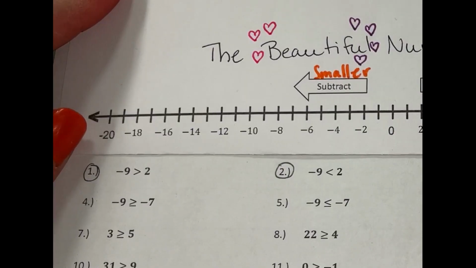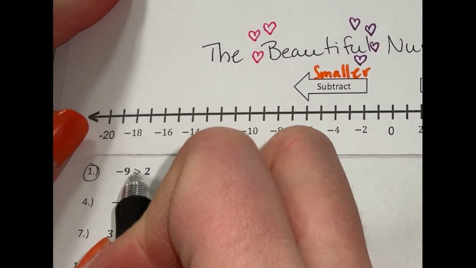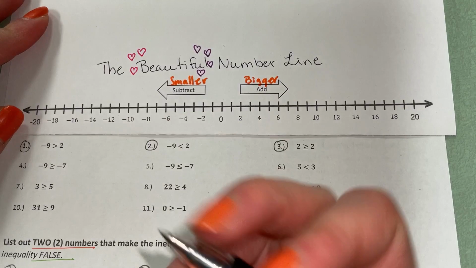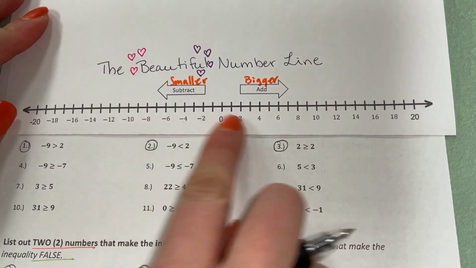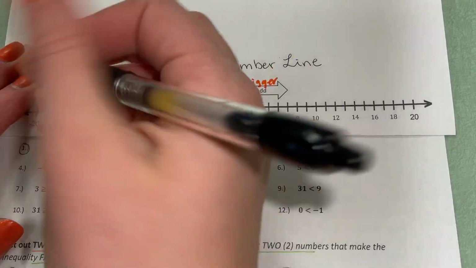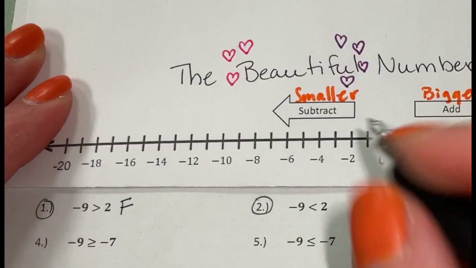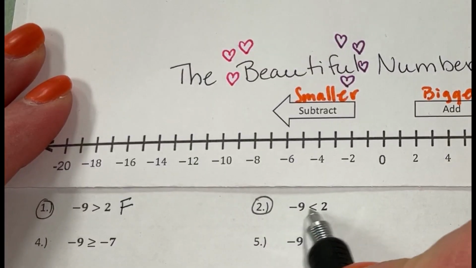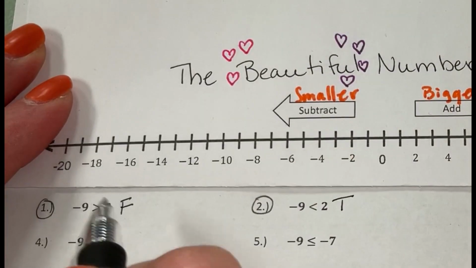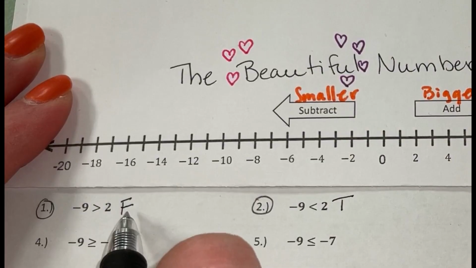So let's look at number one. -9 is greater than 2. The mouth is opening to the -9. That's not true. -9 is smaller than 2 is, right? 2 is on the smaller side. So that's going to be false. Number 2, -9 is less than 2. Well, we know that is true, right? Because we said earlier the reverse was wrong.